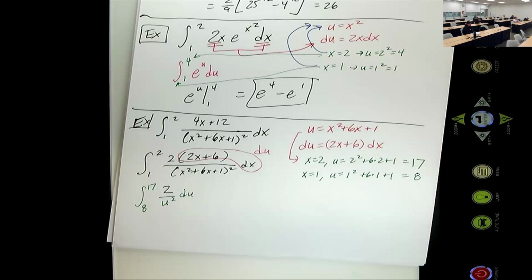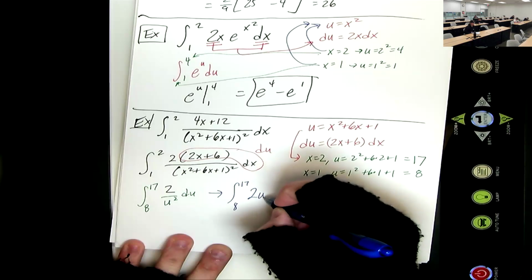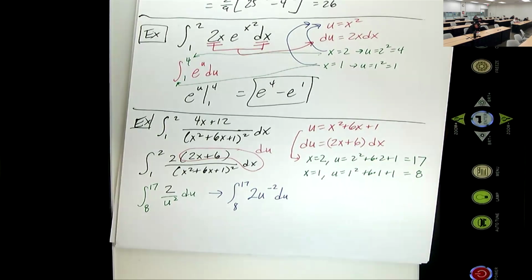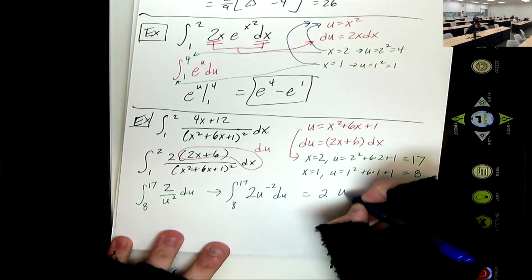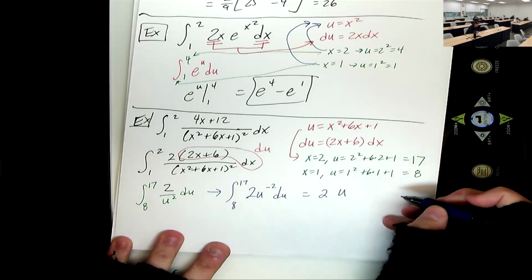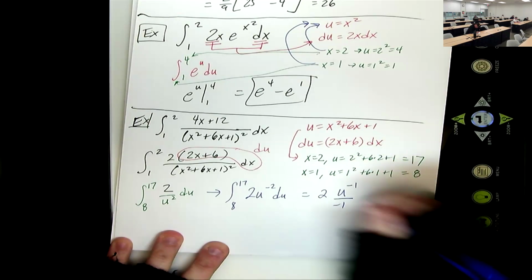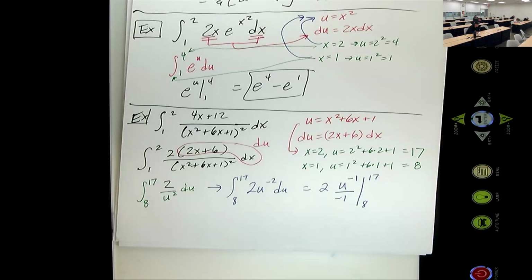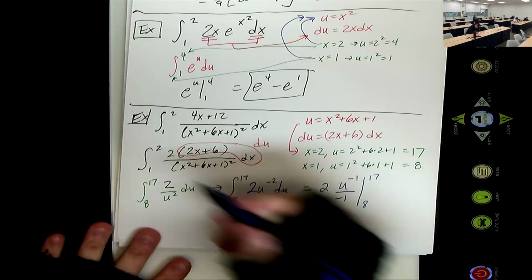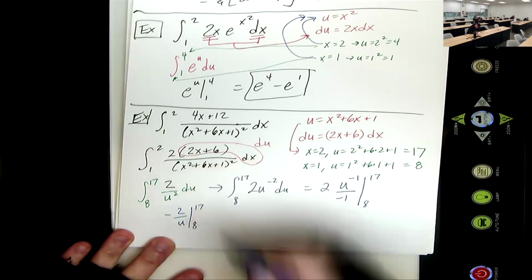We can say that the u squared, we can turn that into a u to the negative 2. That is how I would do it. So we have a fraction. And now when I integrate, I got the 2. I go up a power, what is up a power on this? Negative 1. We divide by negative 1 and we're going from 8 to 17. At this point, it's easier to rewrite that as negative 2 over u from 8 to 17.